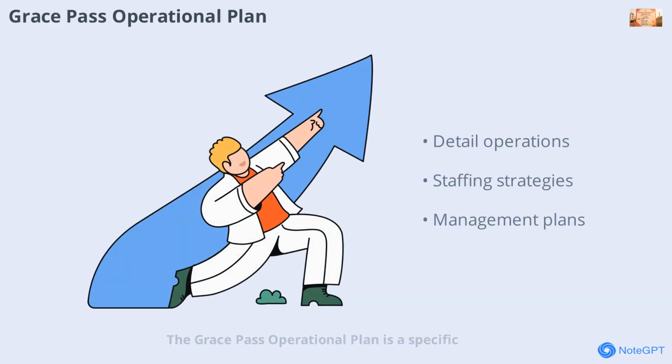The Grace Pass Operational Plan is a specific example of an operational plan included in some applications. This plan outlines the day-to-day operations, staffing, and management strategies for franchise locations. Including detailed operational plans demonstrates your preparedness and commitment to success.